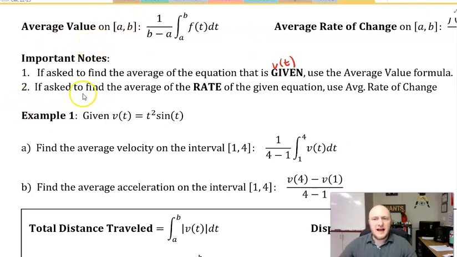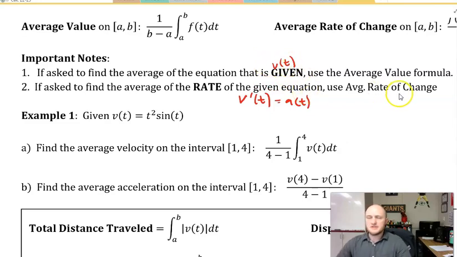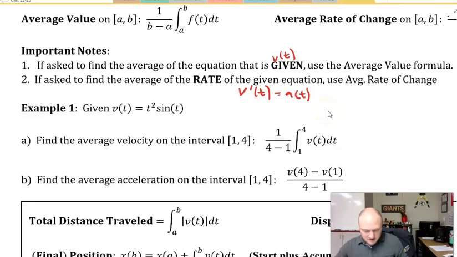Number 2, if they ask to find the average rate of the given equation, so say they give you v of t, and now they want all of a sudden v prime of t, or they ask for a of t. That is the rate of what they give you, so you're going to use the average rate of change equation. Okay, so just wanted to talk about that. Let's go ahead and find some of these things.